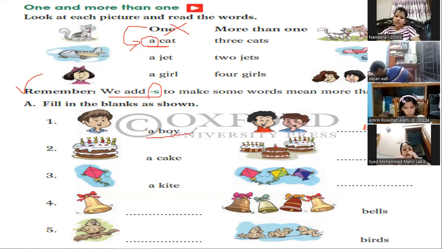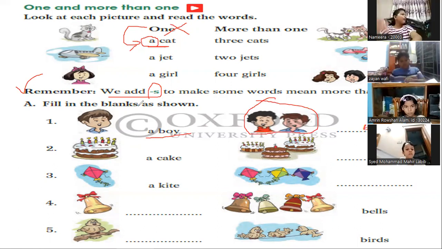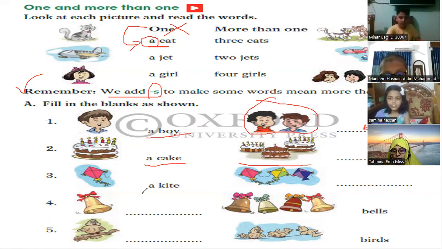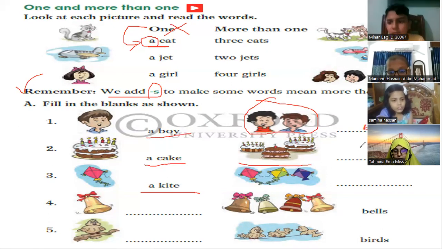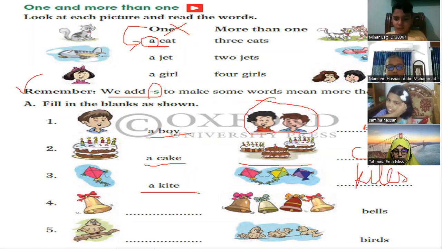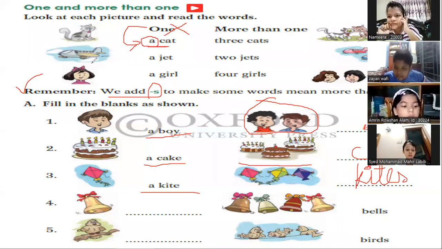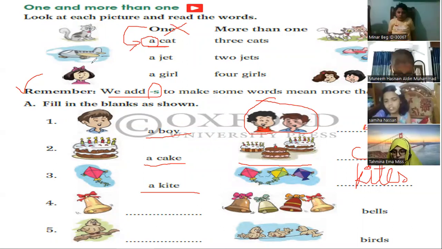So a boy. So ekhane hoye jabe ki? Duto chele ache tahole amra ki bolbo etake? Tar mane ekhane cake ache then etake ki bolbo amra? Very good. A kite ache, etake amra ki bolbo ekhane? Kite. Very good. Miss, also in words ending in F or FE, you have to cut F and FE and add VS. Like, yes, chill. Chill. Yes. And we have to cut F and chill.